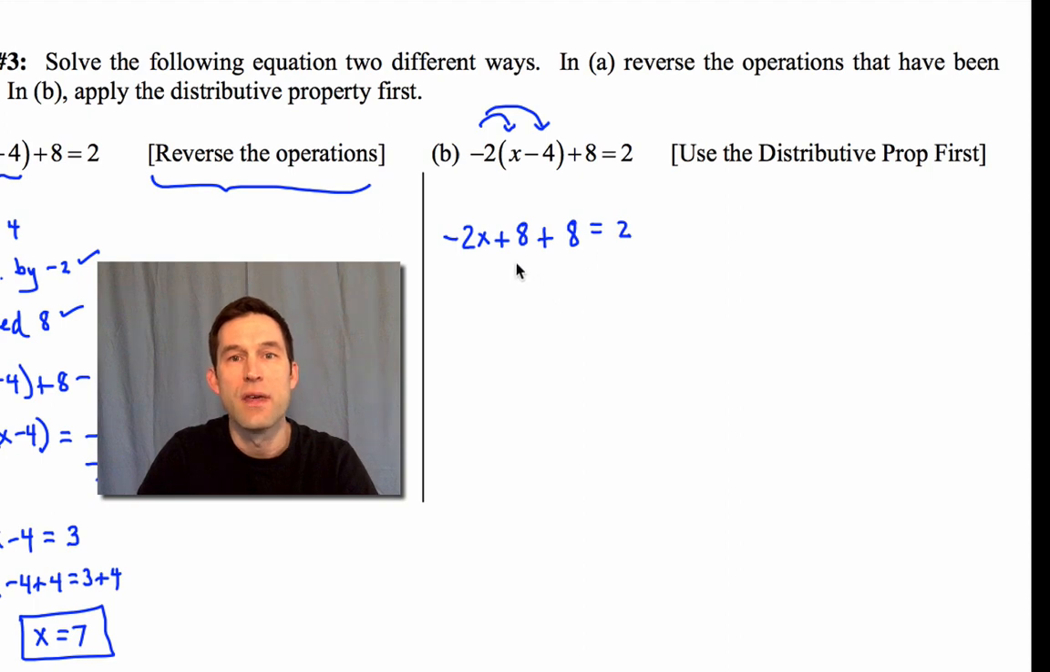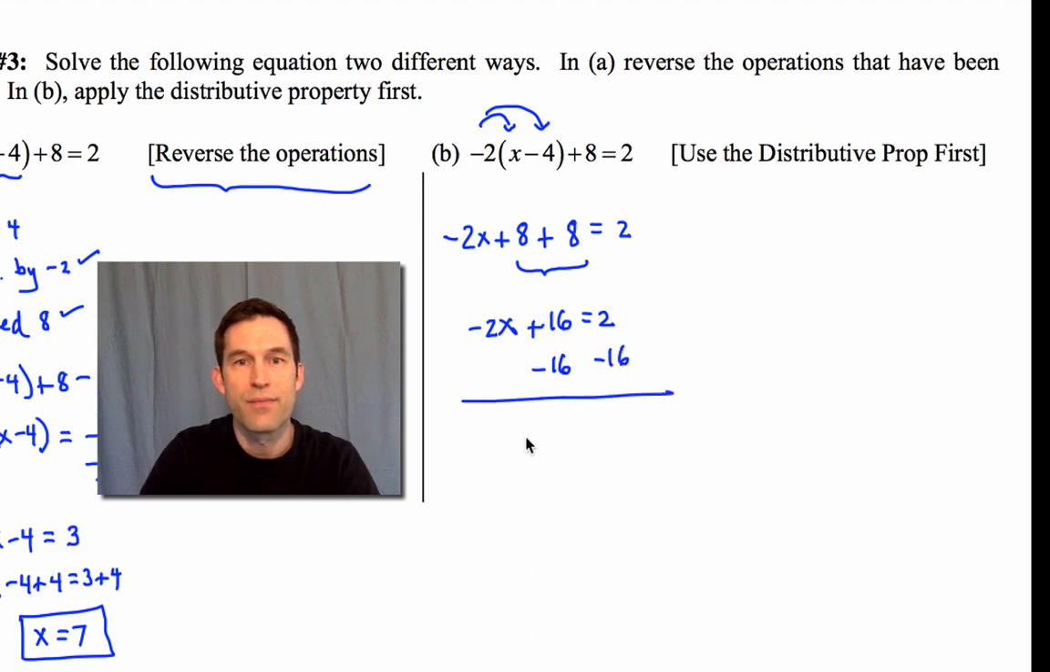I can now use the associative property of addition. The associative property just says, if I've got a plus b plus c, I can add these two together. Now, of course, I might say, well, I'll just subtract 16 from both sides. Be careful here. 2 minus 16 would be -14.